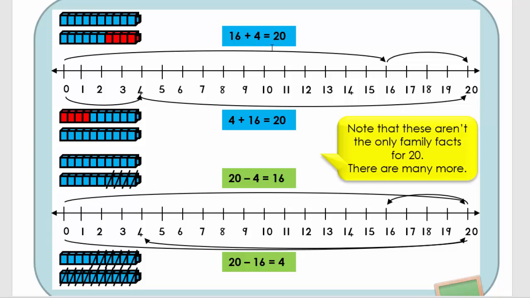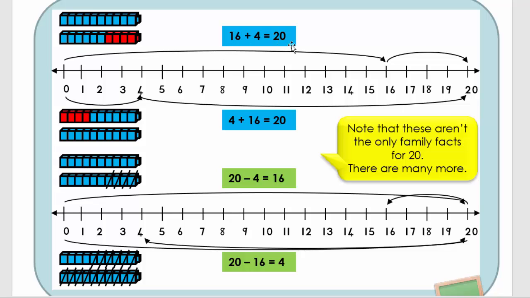So another family fact can, for example, be 15 plus 5 equals 20. Now, I usually use this as an investigation. This is an activity where the child sits down and sees how many family facts he or she can come up with. The first basic one is 1 plus 19, or 19 plus 1.